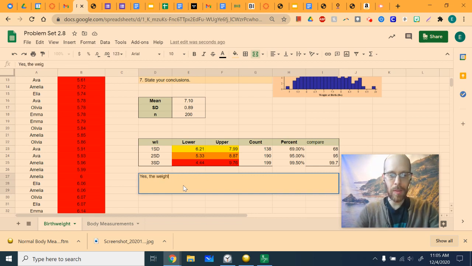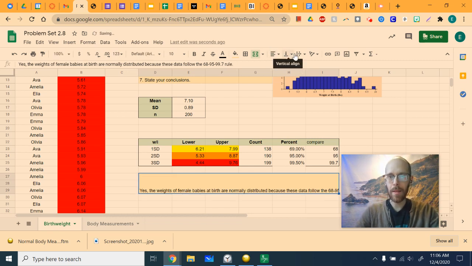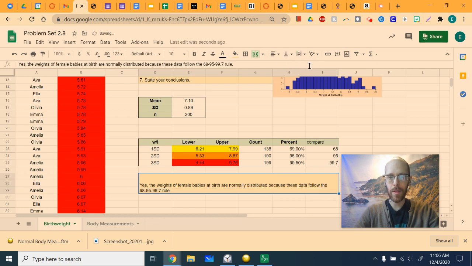Yes, the weights of female babies at birth are normally, if I can spell, distributed because these data follow the 68, 95, 99.7 rule. Let's wrap that so you can see it.